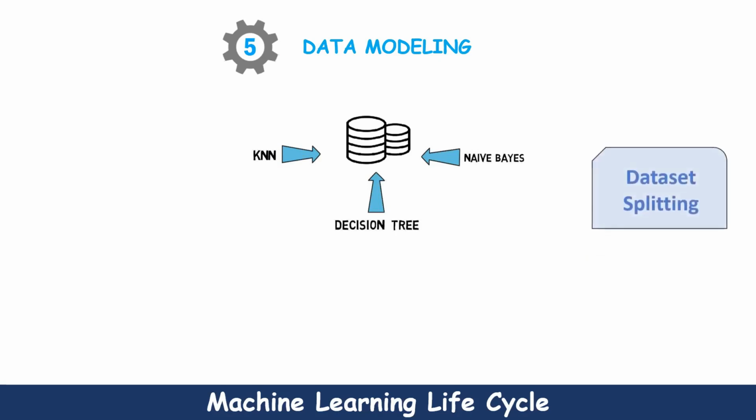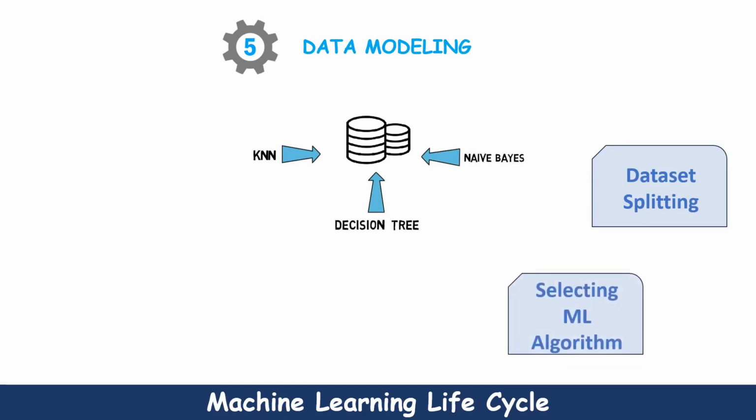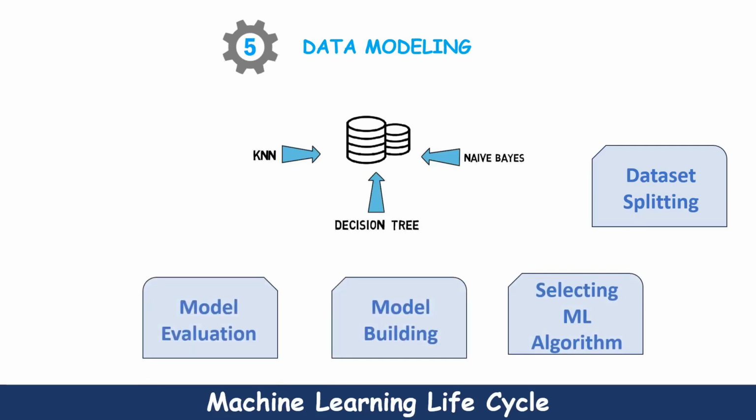Initially, the dataset needs to be partitioned for training and testing. We need to explore several machine learning models like k-nearest neighbor algorithm, decision tree, or Naive Bayes algorithm, and many more. Further, these models need to be evaluated for their performance. Model validation and evaluation involves testing the model, tuning the model parameters, and validating the model.